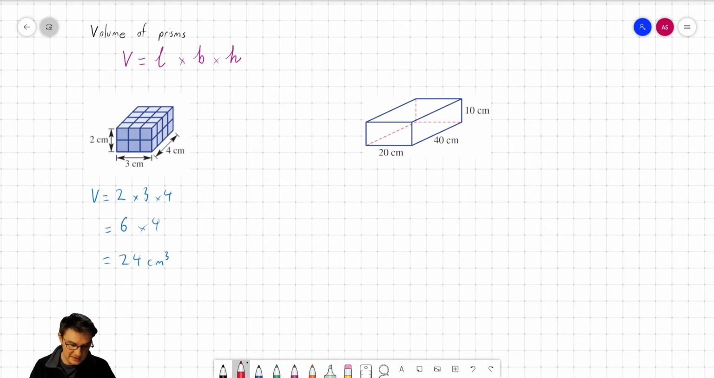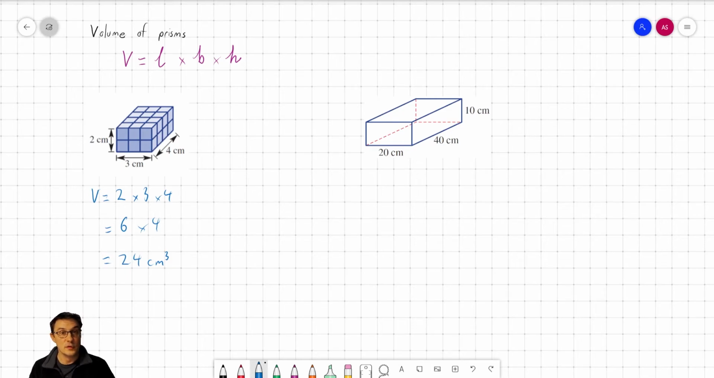Now, like I said, we can also do this by counting the blocks on here. So if we look here, there's 2 rows exactly the same. So if we just count one of the rows and double it, that will also give us this answer, 24. So if we look at the top, we've got 1, 2, 3, 4, 5, 6, 7, 8, 9, 10, 11, 12 there. So if we were to double those 12 blocks for the next row underneath, that would also give us the 24 centimeters cubed. So we can see how we get the volume here.